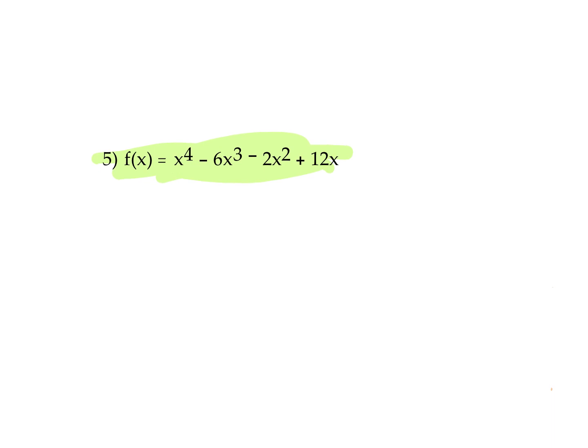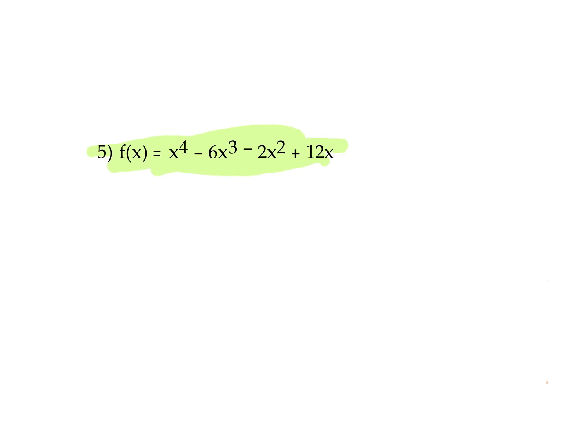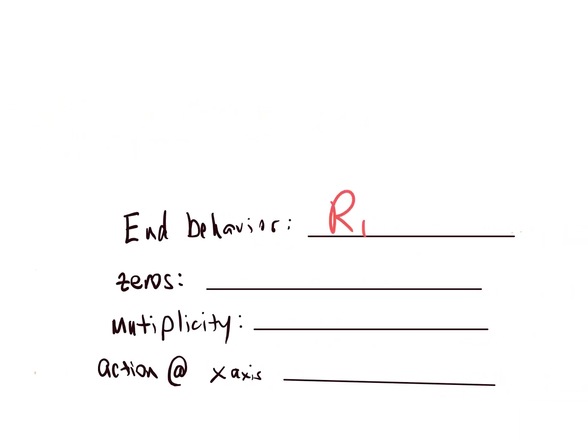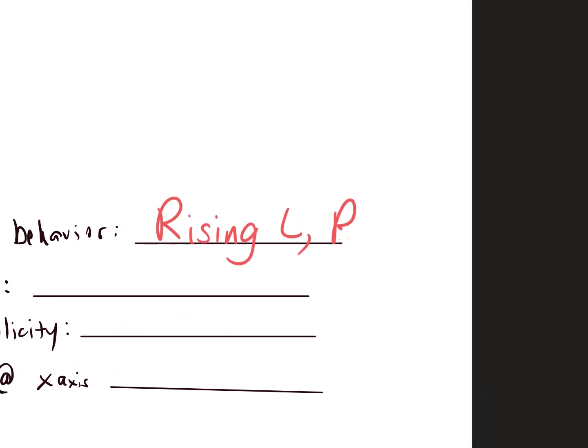We're going to do this one together. We're going to graph this one. Are we in standard form? Yes. What is the highest exponent you see? 4. What kind of number is 4? Even. And what kind of leading coefficient? Positive. What's the end behavior for this? Rising left and? Perfect. It's rising on both sides. So we're rising left, rising right.